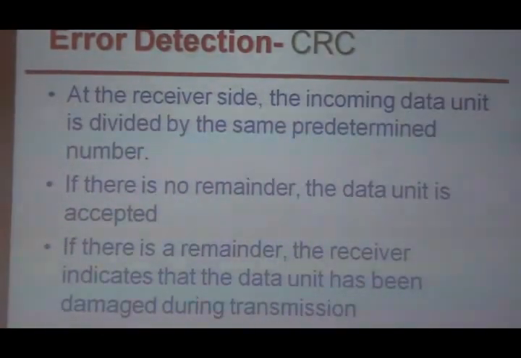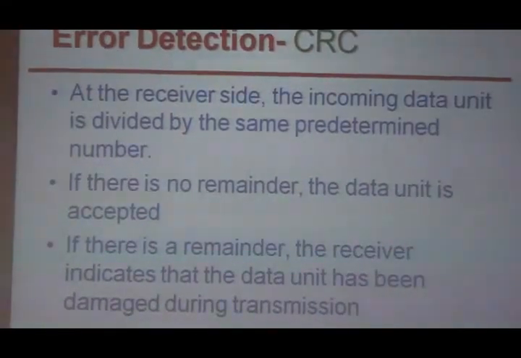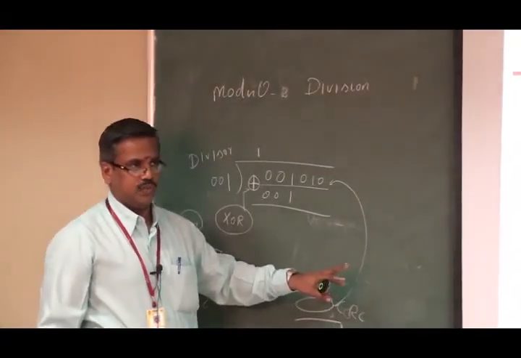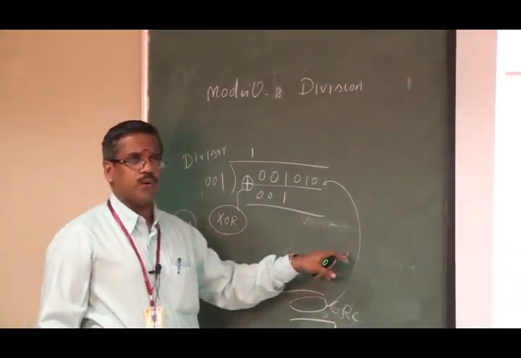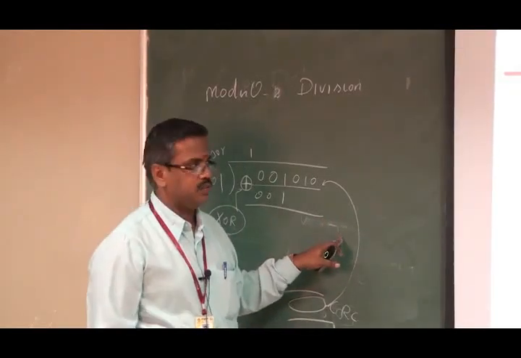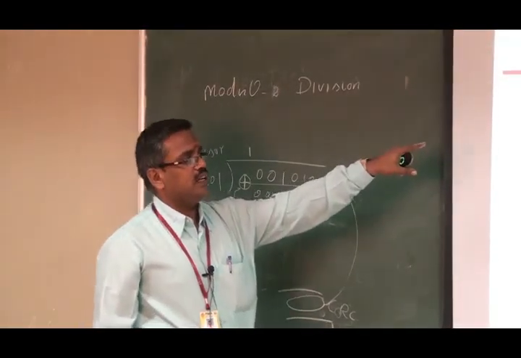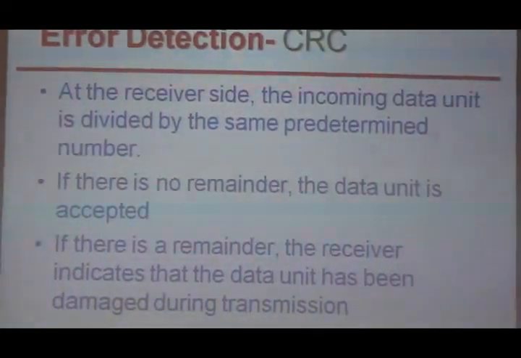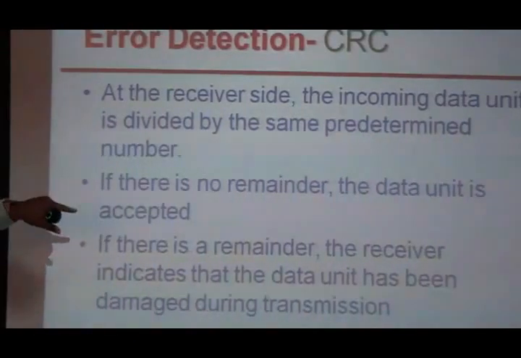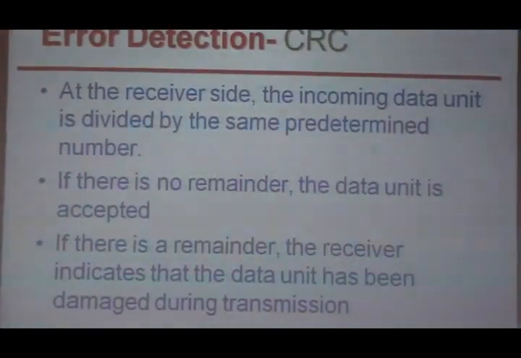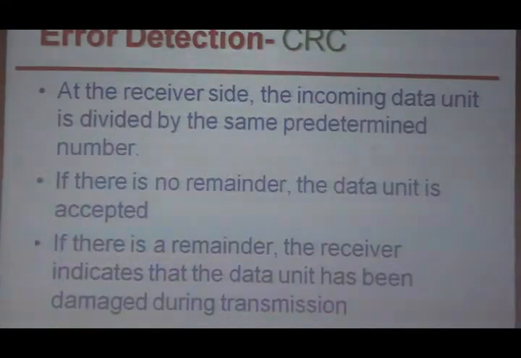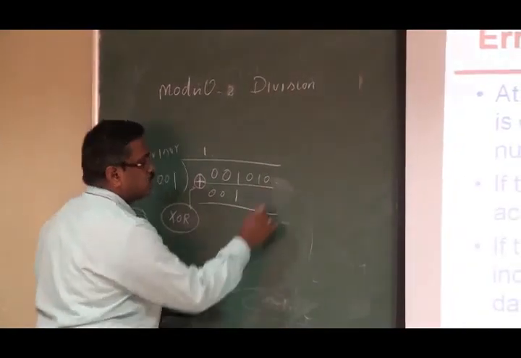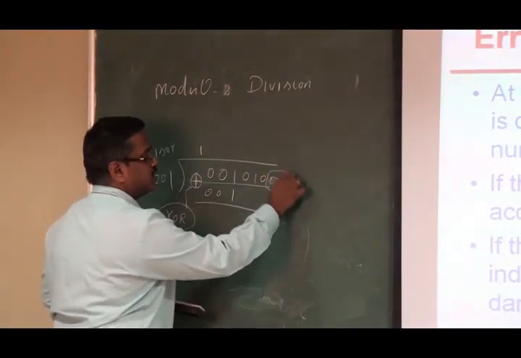At the sender side, you generate the CRC remainder, add it to the original message, and transmit it to the receiver through the medium. So at the receiver side, what kind of checking happens? The incoming data unit is divided by the same predetermined number. If there is no remainder, the data unit is accepted. For example, 001 is generated here, so this is added. This is the CRC remainder.